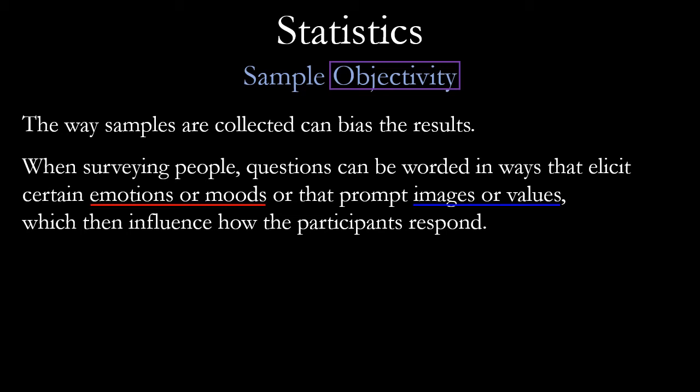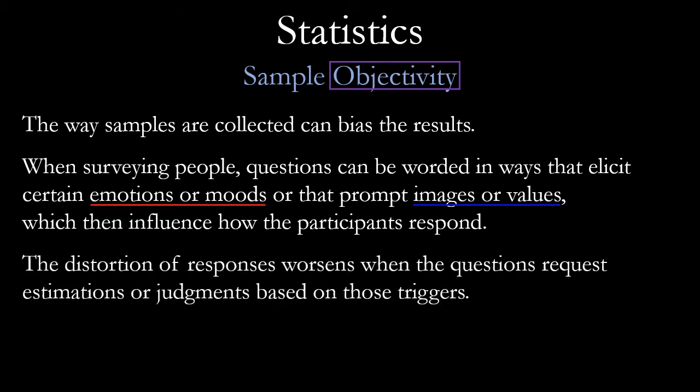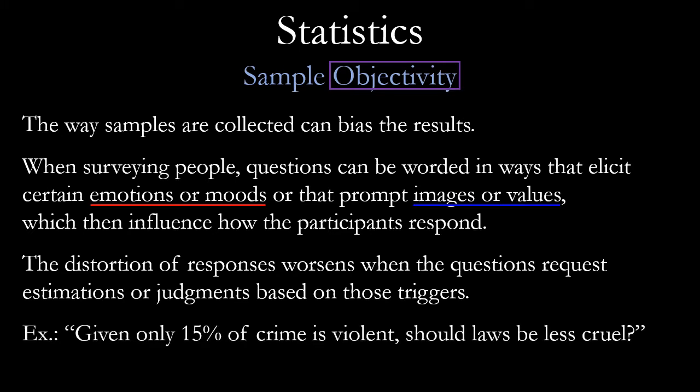Right? Let me give you a couple of examples here. The distortion of responses worsens when the questions request estimations or judgments based on those triggers. Right? So here's some examples. Let's say I'm surveying people and I say, given only 15% of crime is violent, should laws be less cruel? So some of the wording in this question, right? I'm using the word only 15%. So I'm kind of priming the person taking the survey or responding to my question. I'm priming them to take 15% as a low number, right? So I'm saying given only 15%, I'm kind of already biasing what their response may be, right? I'm leading them towards a certain kind of response.